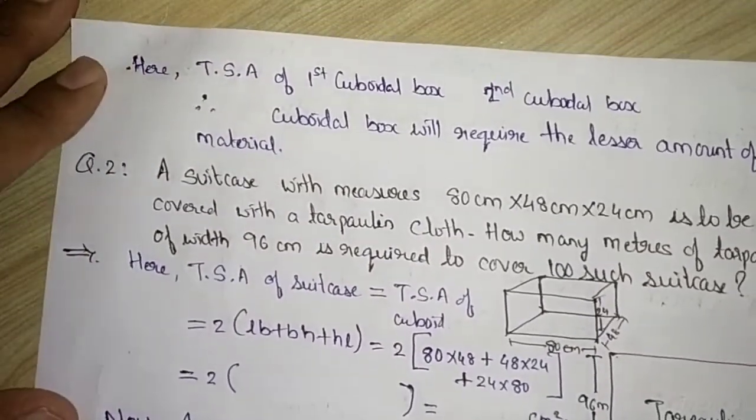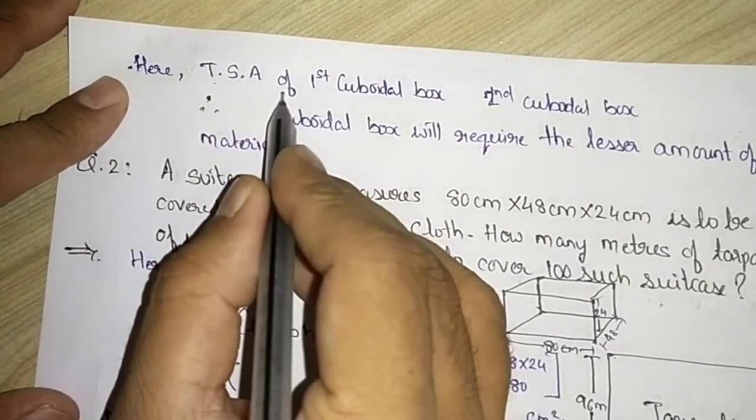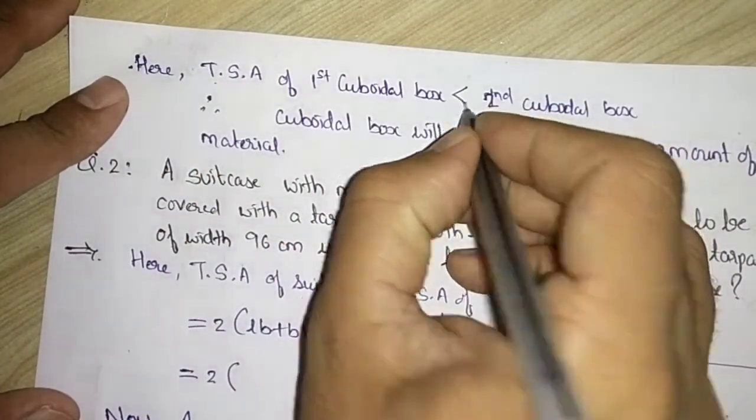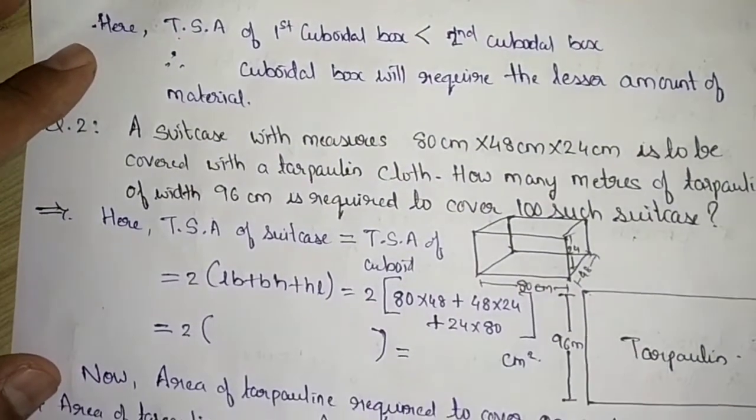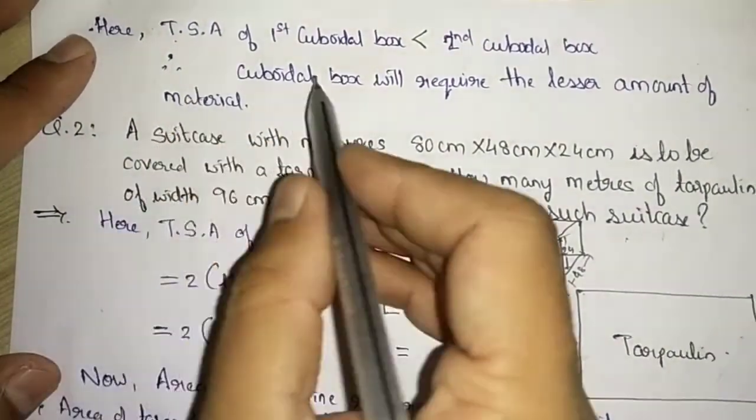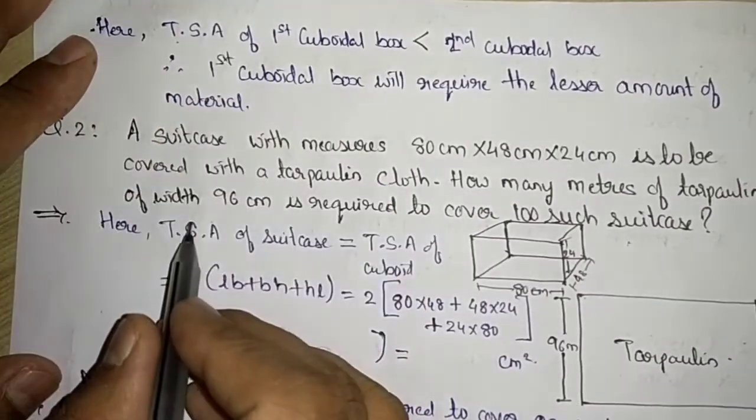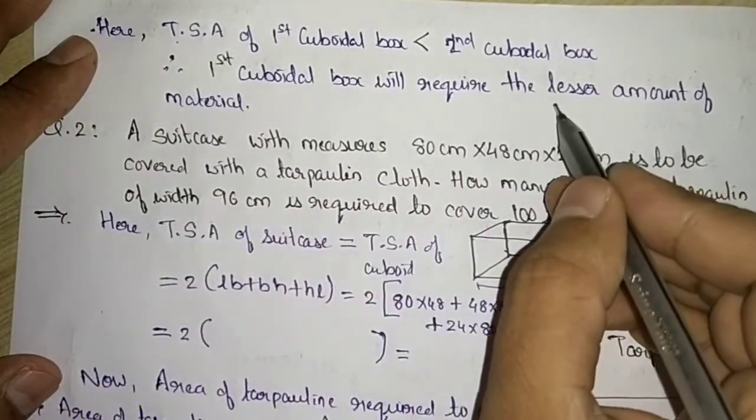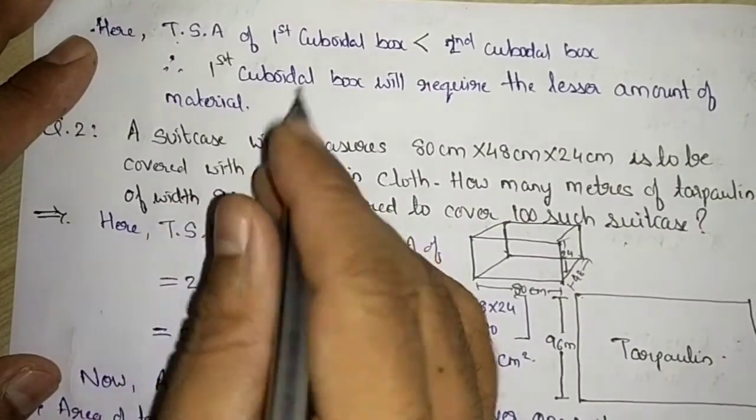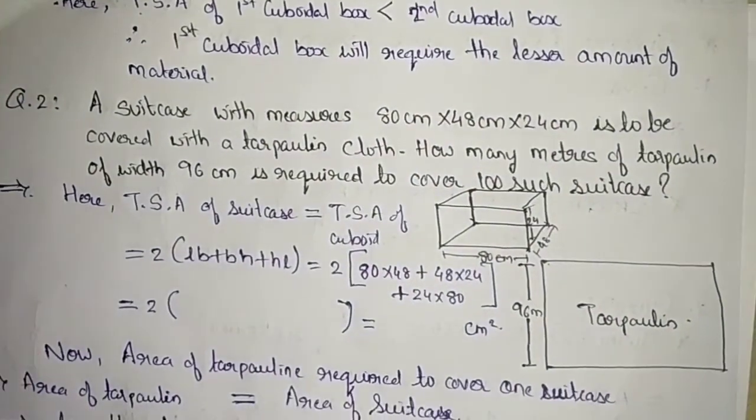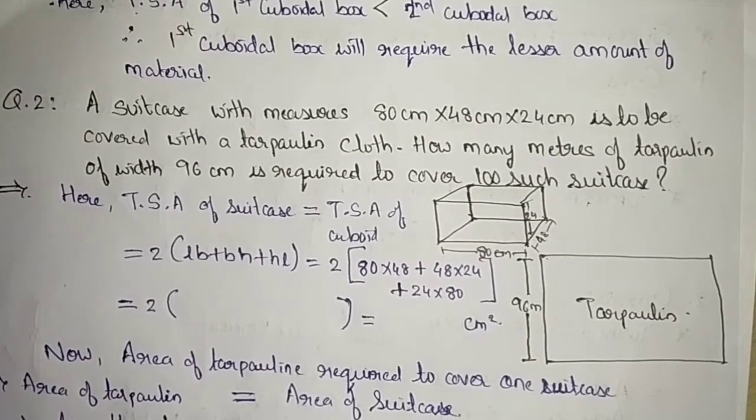What will we write? The total surface area of the first cuboidal box is less than the second cuboidal box. Therefore, the first cuboidal box will require the lesser amount of material. The one which is less will require less material. Simple. So that was question number 1.